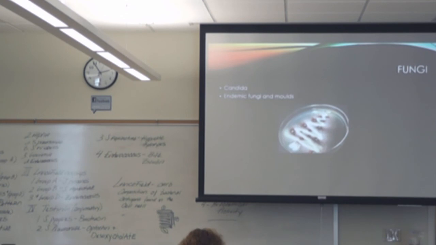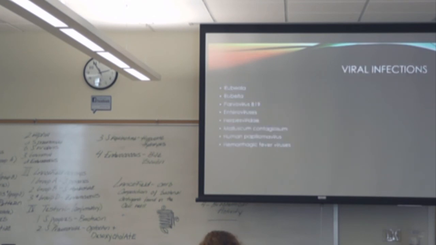So endemic fungus. They're going to often cause disease in healthy hosts as opposed to opportunistic fungi. These can exist in the environment at 25 to 30 degrees. The yeast will exist at body temperature, and most of the time they're going to be seen in the respiratory tract.